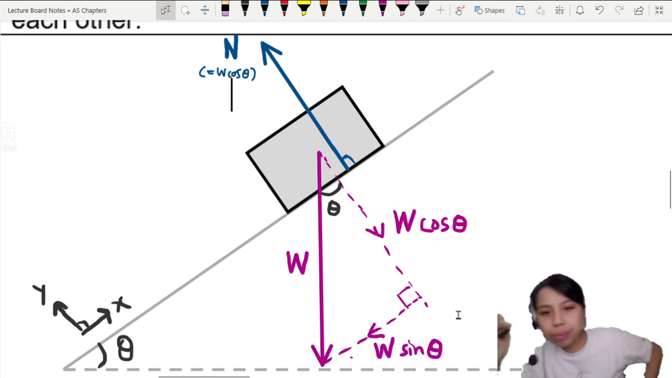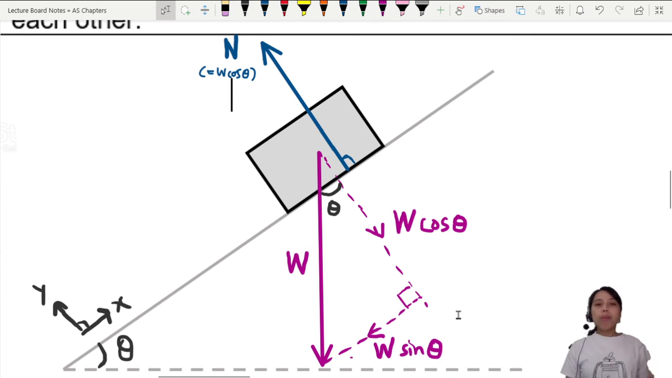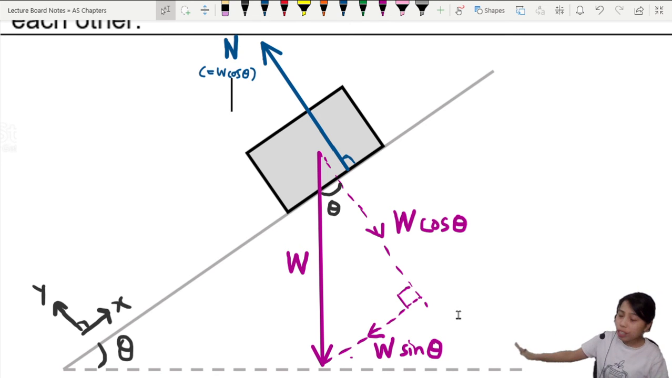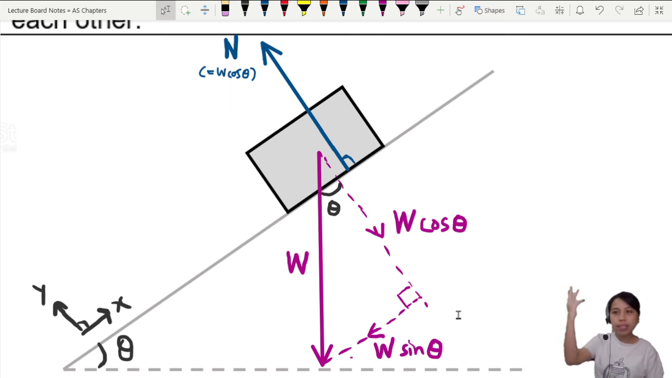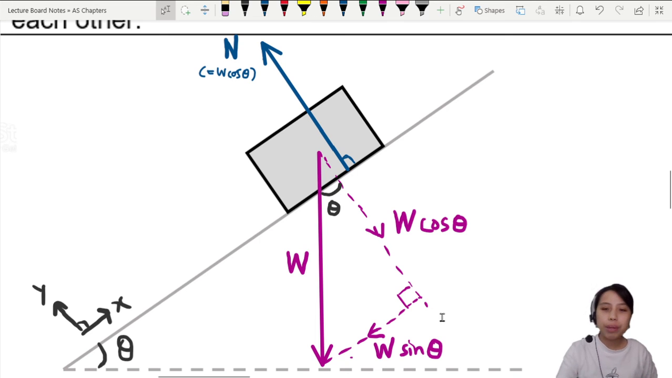Okay, we good. Any other forces? Now, normally, if the question says there's no friction, no other string, nothing, this is all. That's it, two forces. And these two will cause an acceleration down the slope, thanks to W sine theta.